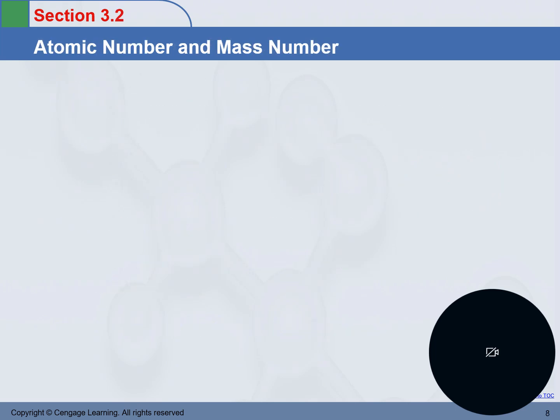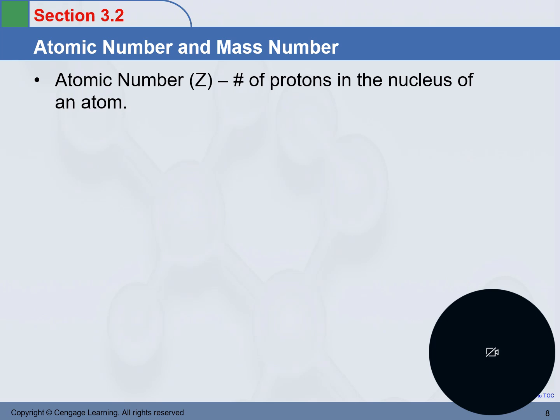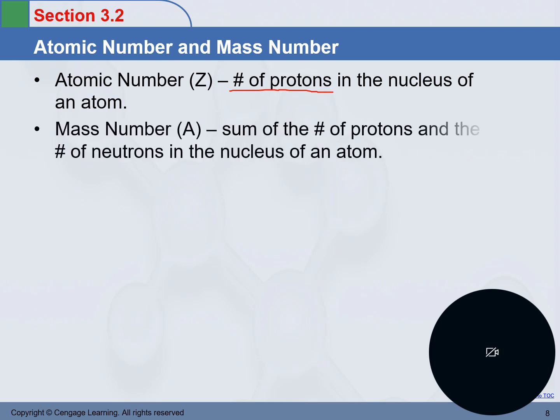For section number 2 of chapter 3, we're going to be looking at the atomic number, mass number, and trying to determine how many protons, neutrons, electrons something has. So the atomic number, the Z atomic number, is sometimes known as just the number of protons in the nucleus. Well, it's always known as the number of protons. The mass number is the sum of the protons and the number of neutrons in the nucleus.